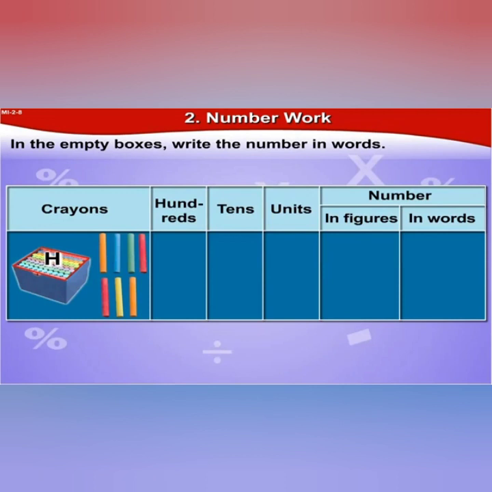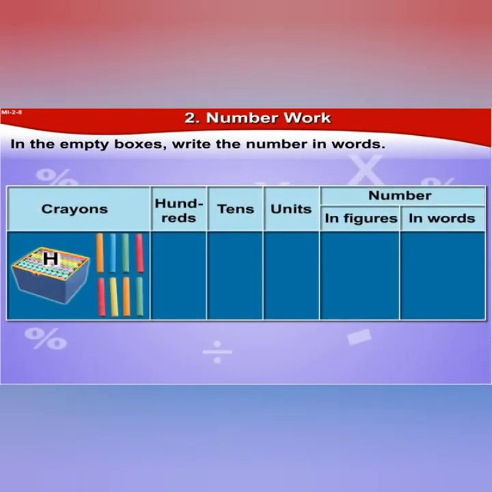Now we have a box of 100 crayons and 7 more crayons. So it means it is 100, 0 tens, 7 units. In figures it would be 107 and in words 107. Let us see the next picture. A box of 100 crayons and 8 more crayons, that means it is 100, 0 tens, 8 units. In figures it is 108. In words it is 108.